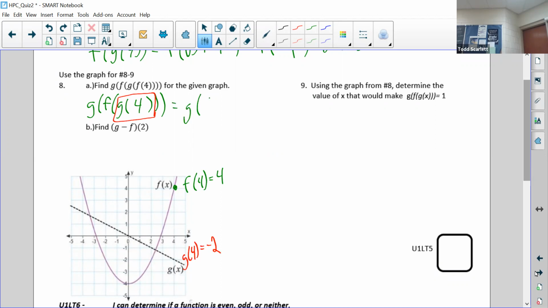So this is G of F of -2. Now back to F. Now -2 is going into F. Here's -2. F is the parabola, so it is right here. F of -2 equals -2. So this becomes G of -2, and G of -2 equals 1. A lot of work just to get to 1.